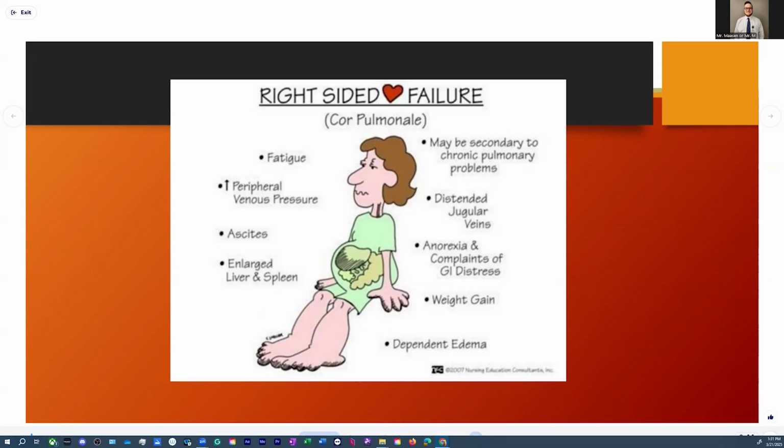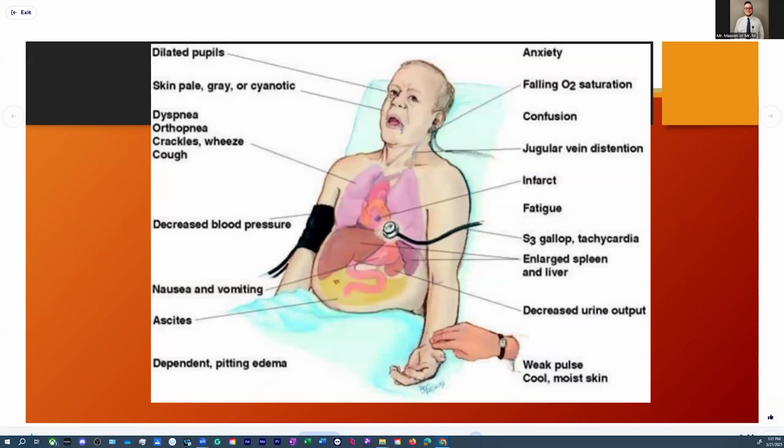They're going to have swelling around their stomach, the lining of the stomach. That's called excess fluid around the peritoneum, or the lining of the stomach. That's called ascites. They may also have an enlarged spleen and liver. A large liver is hepatomegaly. They're going to have an increased venous pressure if you were to do that kind of reading. Distended jugular veins, weight gain, those sort of things. So distended jugular veins, enlarged spleen, liver, ascites, dependent edema. That's all right-sided heart failure.